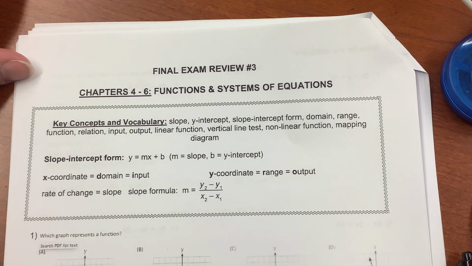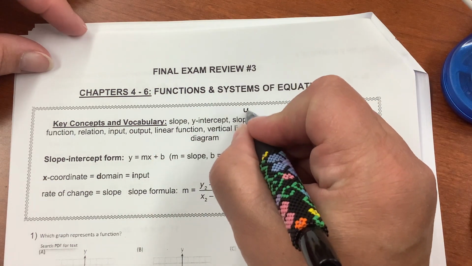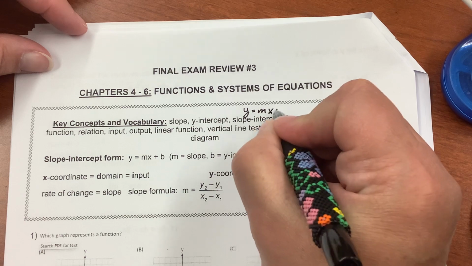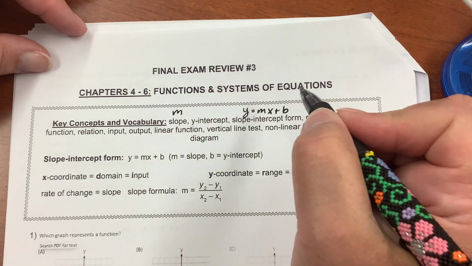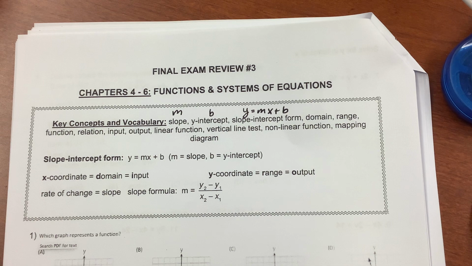Slope. Slope is the angle of the line or line segment that you're looking at, and it's generally from a graph, rise over run. And it's the difference in y values divided by the difference in x values. We're going to do a lot more with that. The y-intercept is where the line intersects the y-axis. Makes sense? Slope-intercept form is y equals mx plus b, and I'm just going to write that up here. Y equals mx plus b. M is the slope, the angle of the line, and b is the y-intercept, where the line intersects the y-axis.